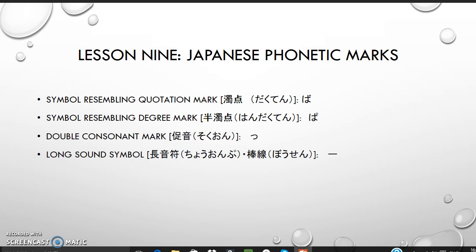Great, and so that concludes lesson 9, Japanese phonetic marks, as well as the rest of the Beginner's Japanese Writing Mini Course. I hope that you learned a lot.